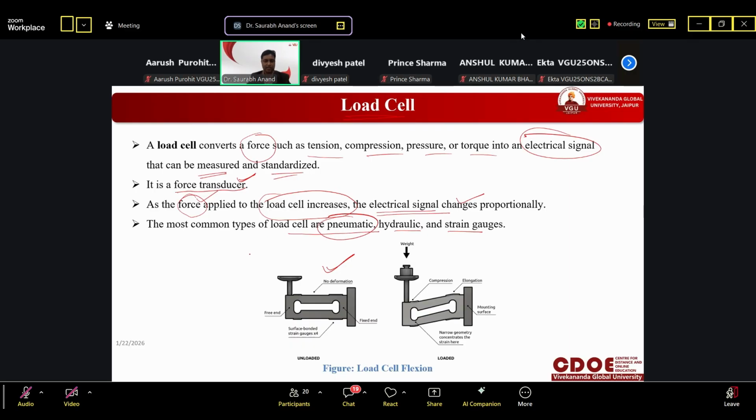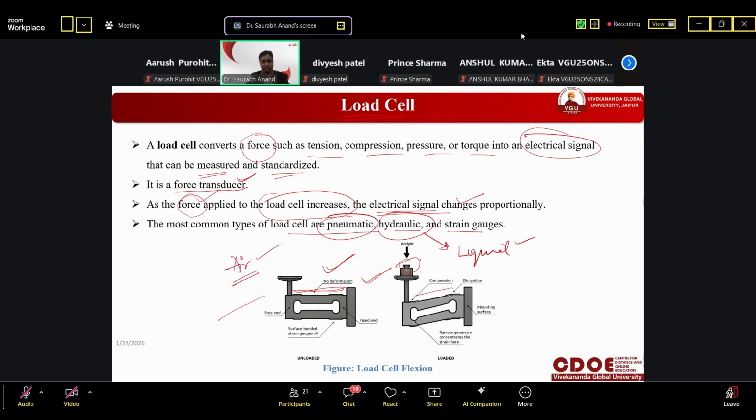Pneumatic means air based. Hydraulic means liquid. So air based or liquid, depending upon the usage, we can use that. This is the normal load cell. After putting weight upon that, it was normal, and after that it has become like this. So it was pressed.